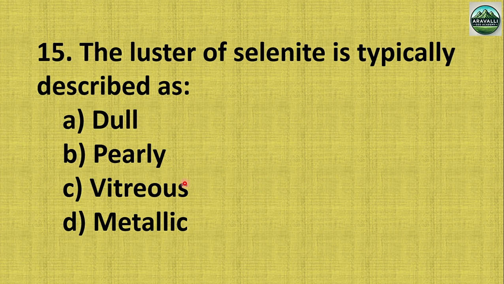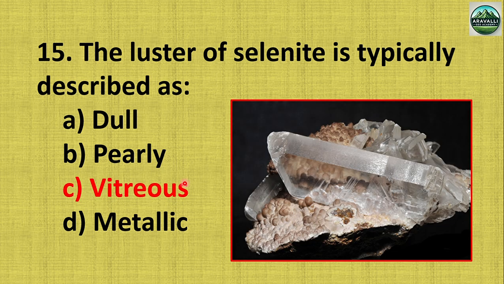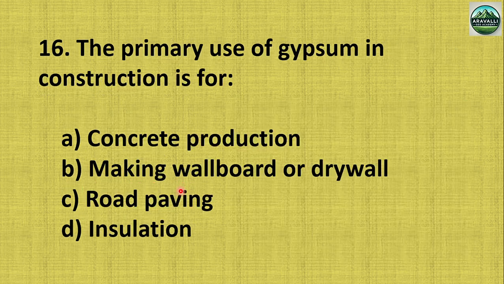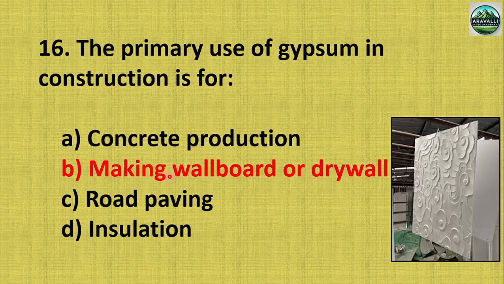Now next, the luster of selenite is typically described as, so selenite is the transparent variety. And this looks like broken glass. So this luster is known as vitreous. Next, the primary use of gypsum in construction is for, so the primary use of gypsum in construction is making wallboard or drywall.